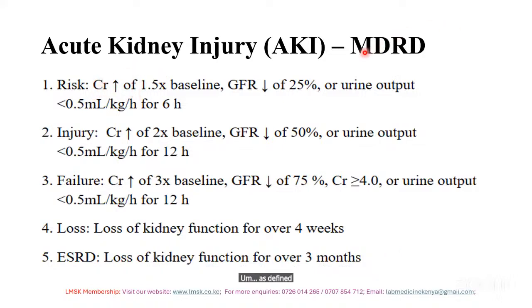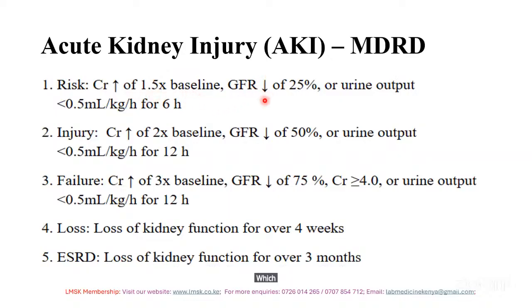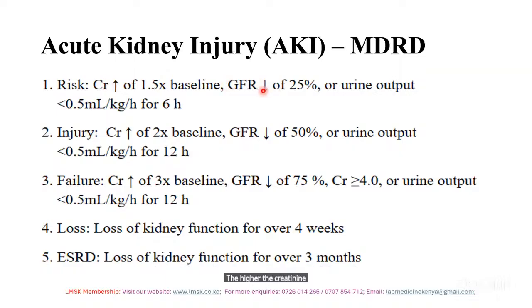As defined by the Modification of Diet in Renal Disease, this one is the risk of AKI, and the first risk is an increase in creatinine to 1.5 times the baseline, which leads to, of course, a reduction in eGFR. The correlation between creatinine and eGFR is inverse. The higher the creatinine levels, the lower the glomerular filtration rate, and that way it is inversely proportional. So the higher this one, the lower this one here.